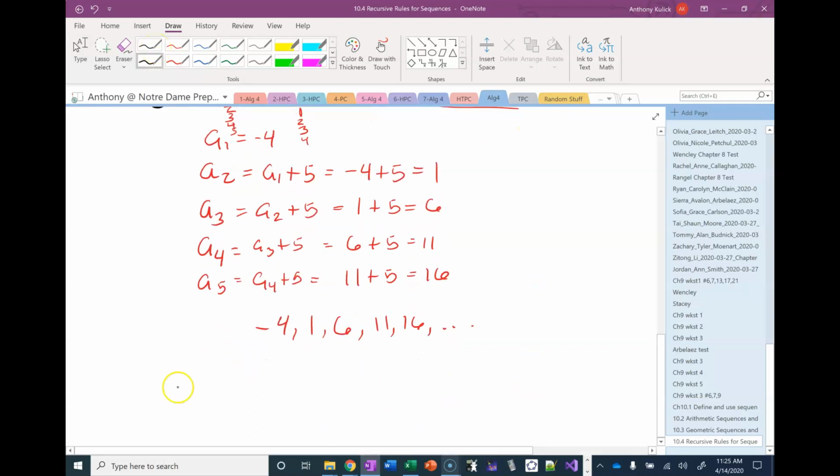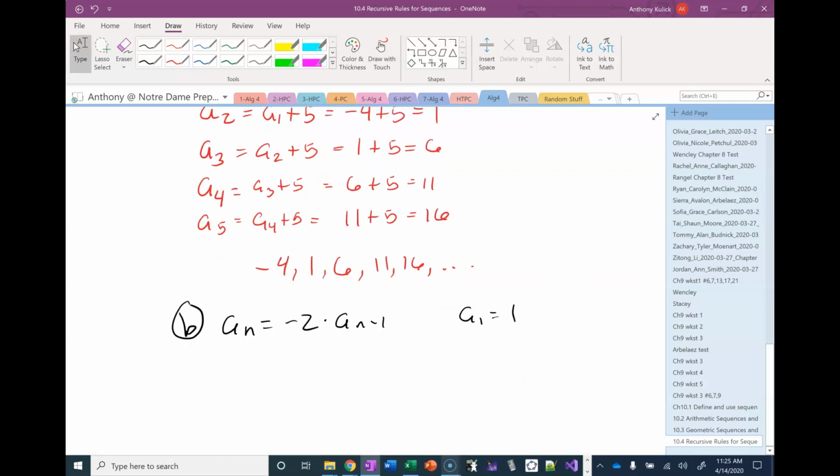Let's look at a geometric situation. Okay, so again, we're going to write down the first 5 terms. We're given the first term already. To get the second term, my n is 2. So 2 minus 1 is 1. So the second term is -2 times the first term. And we know the first term is 1. So that's -2.